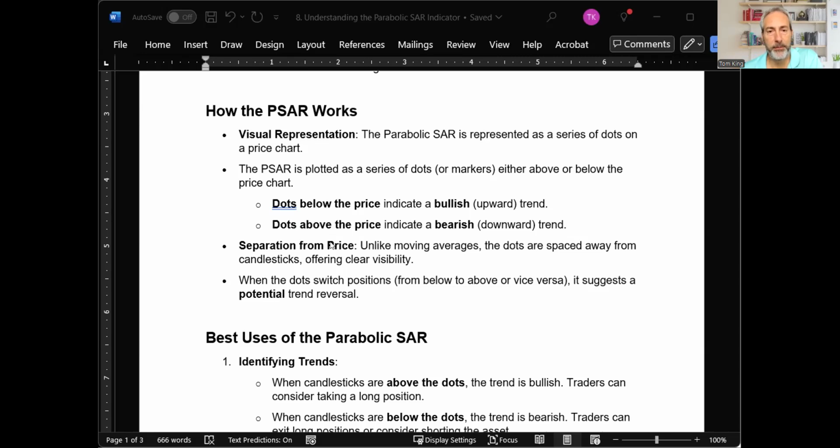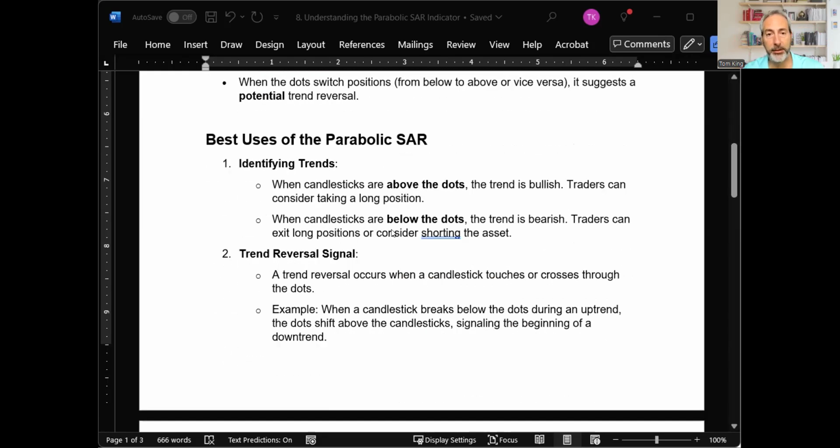They're also separated from the price a bit, unlike a moving average, because you can easily see where they are. But it's the distance between the candlestick or the line or whatever you're using and the dot that has, to me, some validity. The closer we start to get, the more chance that we're heading towards a potential reversal. And when the dots switch positions, going from above to below the candlesticks, then you have a potential trend reversal. Again, don't use it in a vacuum, and make sure that you're using it in combination with other things. But when you're above the dots, you're bullish.